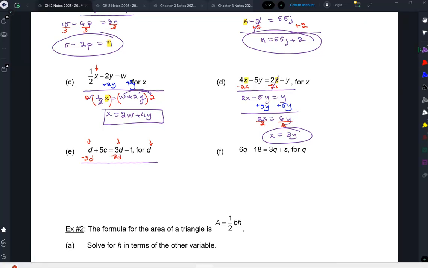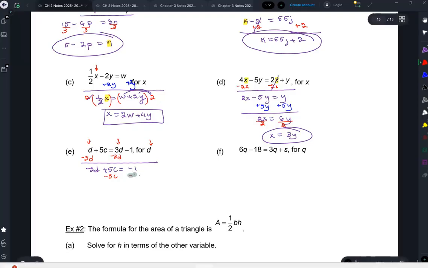So I have, how much is this? So I have 1d minus 3d, negative 2d plus 5c equals minus 1. Now what do we do? Minus 5c, right? Because I want to get the 5c over to the other side. So I'm going to do minus 5c.